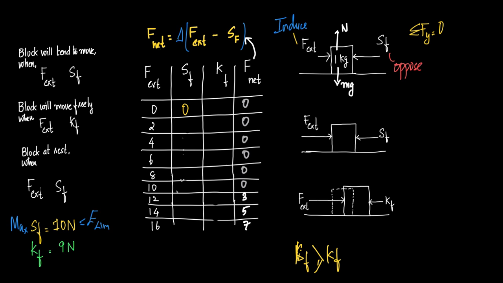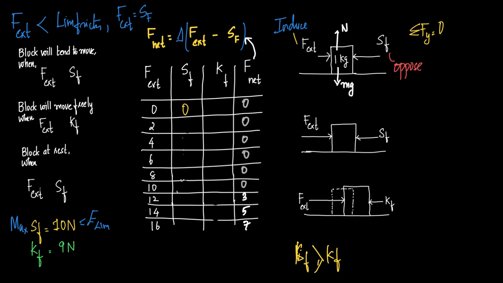And what is F net? The difference between F external and static friction, which is 0 minus 0, 0. Now let's see, if I increase the value of F external to 2 newtons, what will be the static friction now? The maximum value of static friction is 10. So you will always check this condition. What is the value of F external? And then you'll compare that with limiting friction. If the value of F external is less than limiting friction, then the value of F external will be that of the static friction.